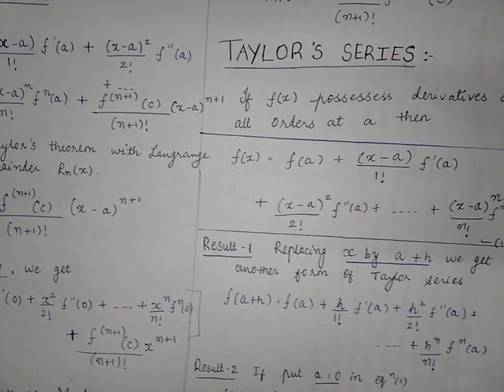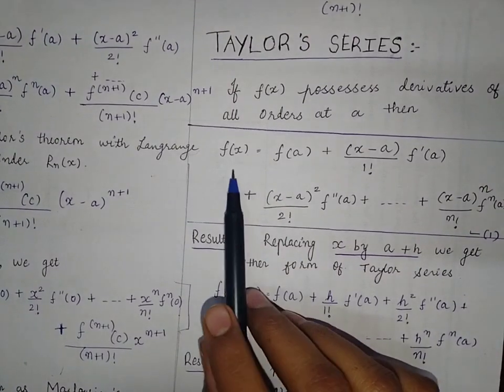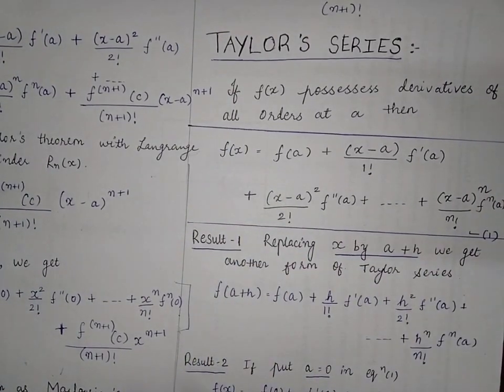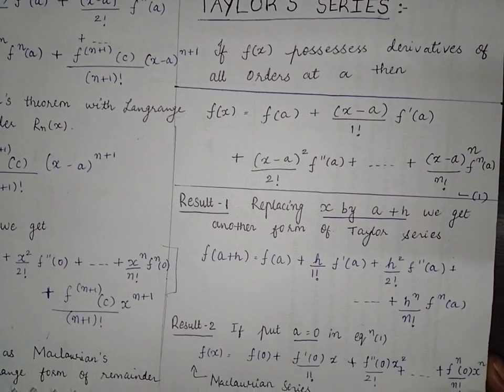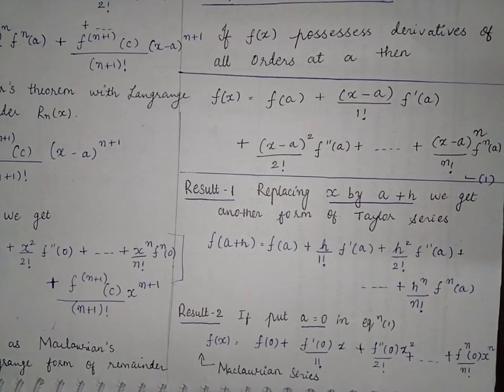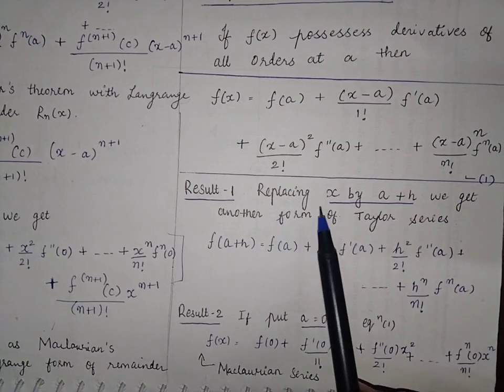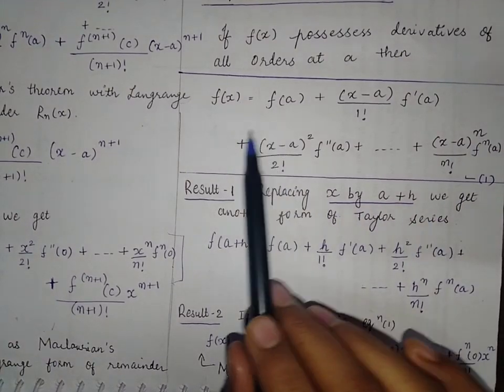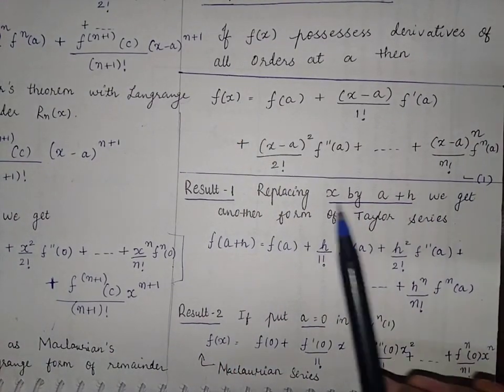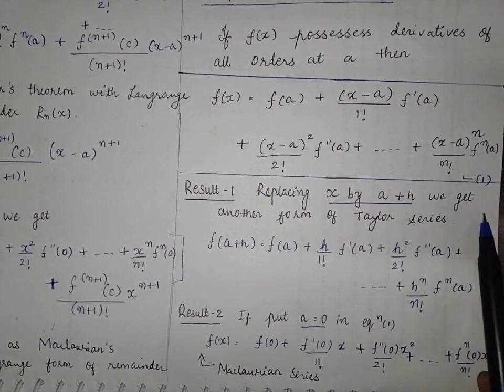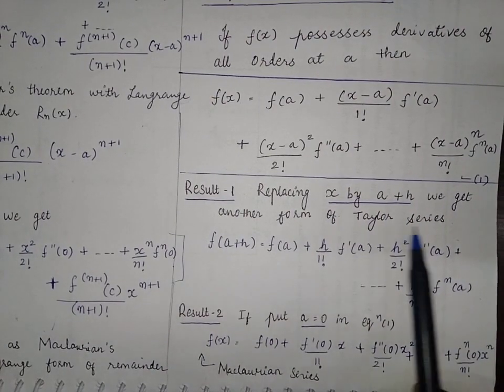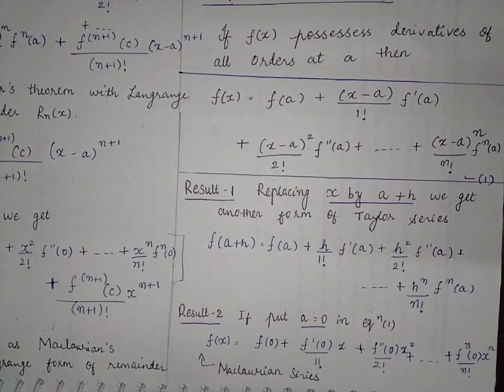So again we will get this Taylor series. And from this Taylor series, we have two results. Result one is: if we replace x by a plus h in equation 1, then we will get another form of Taylor series, okay.